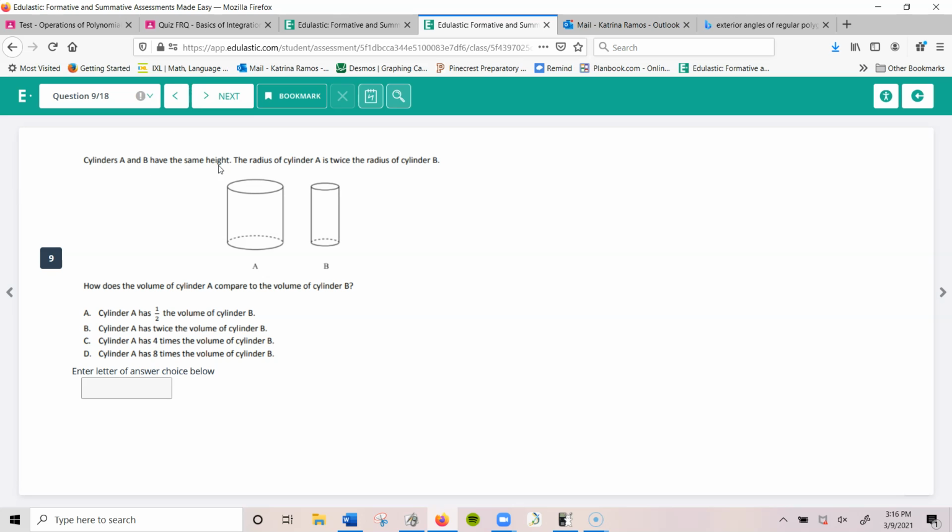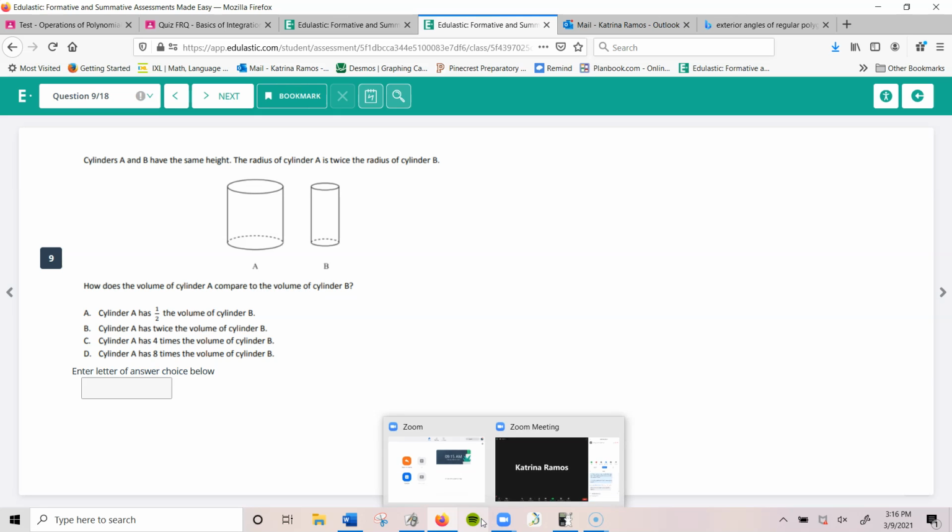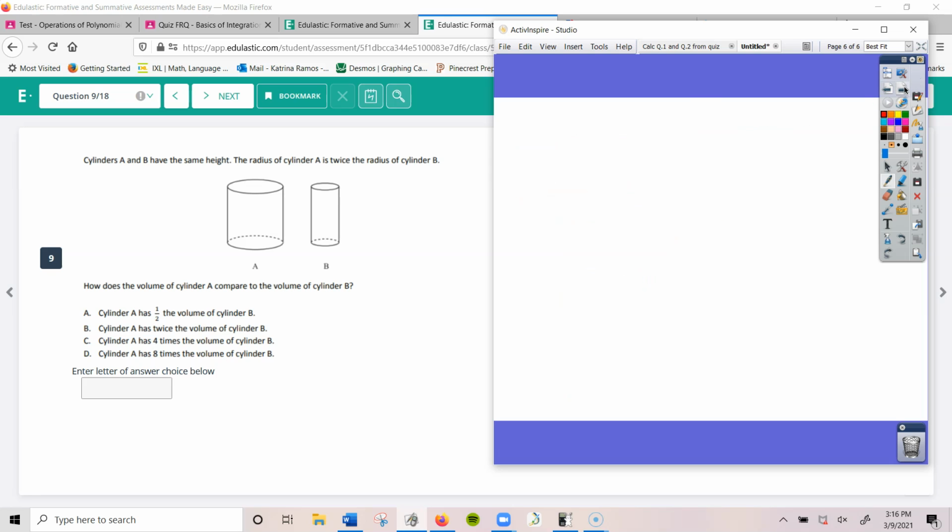Cylinders A and B have the same height. The radius of cylinder A is twice the radius of cylinder B. How does the volume of cylinder A compare to the volume of cylinder B? Okay, so the volume of a cylinder is equal to pi r squared times the height of the cylinder. So we'll consider this the volume of cylinder B.